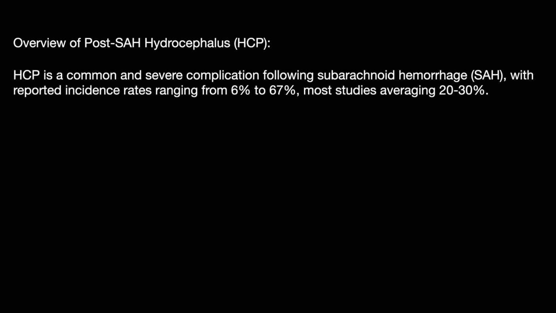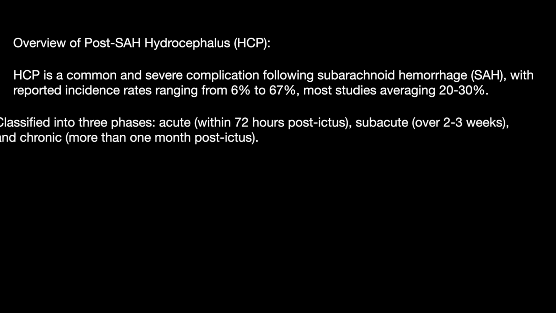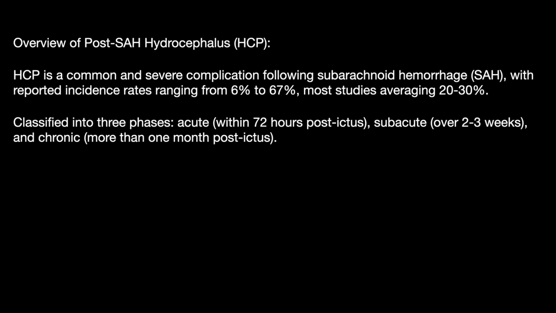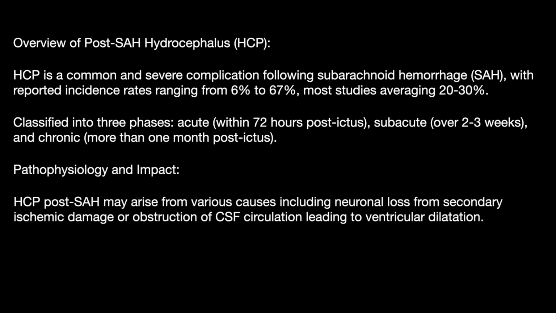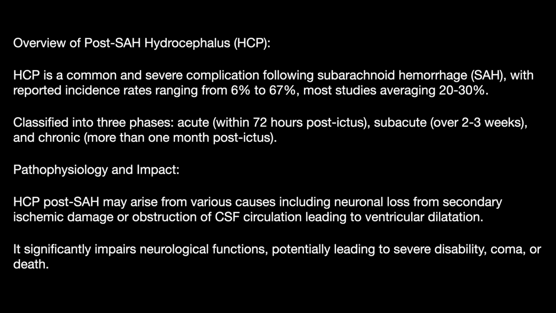Now there are four conditions where the patient can develop hydrocephalus. The first is post-SAH. In this, the complication rate ranges from around 6 to 67% with an average of around 20 to 30%. It is divided into three phases: acute, subacute and chronic. The pathophysiology is that various causes have been implicated, including neuronal loss from secondary ischemic damage and obstruction to the CSF circulation. It significantly impairs neurological function, potentially leading to severe disability, coma and death.